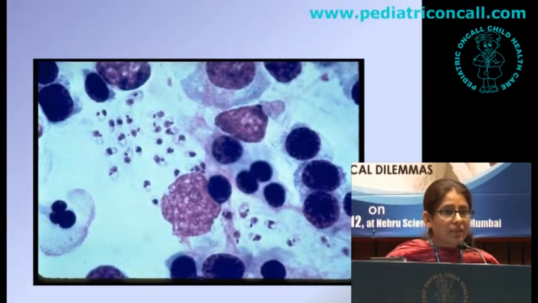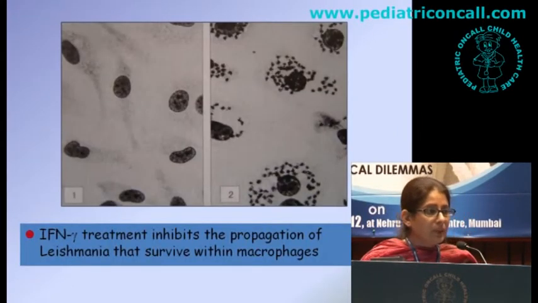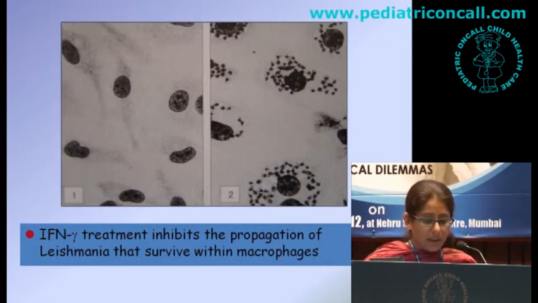Now why has this child suffered from leishmaniasis? This is basically because the TNF response and the interferon gamma response in this child have not taken place. Had this child had the proper cytokines secreted, this child would not have suffered from leishmaniasis. So absence of these cytokines leads to the persistence of leishmania in the body, giving rise to leishmaniasis. And interferon gamma can be used as a treatment to inhibit the propagation of leishmaniasis.